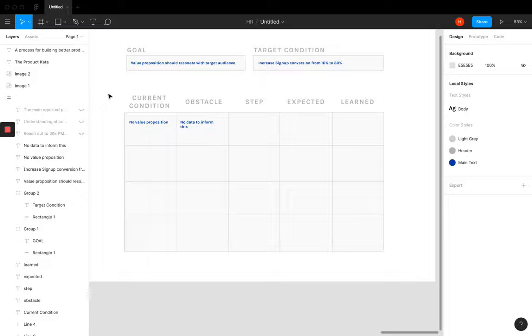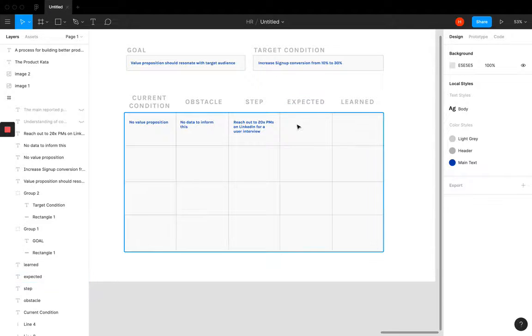So therefore, considering we have no data to inform this, what is the next step? We said, okay, well, let's reach out to 20 PMs on LinkedIn and ask for a user interview, just to explore, okay, what's your challenge at the moment related to product management, which tools do you use, etc.